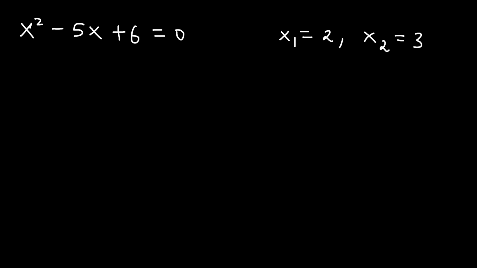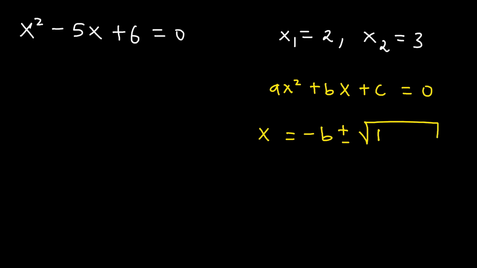And now we are going to solve this using the quadratic formula and see if we get the same answers. Whenever you have an equation in the form ax^2 + bx + c = 0, x will be equal to negative b plus or minus the square root of b^2 minus 4ac, divided by 2a.